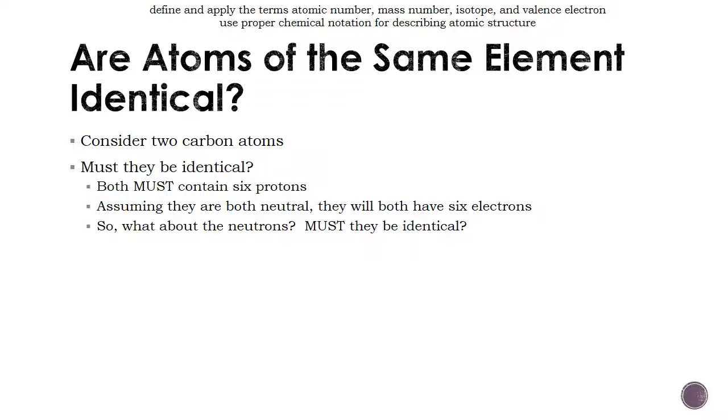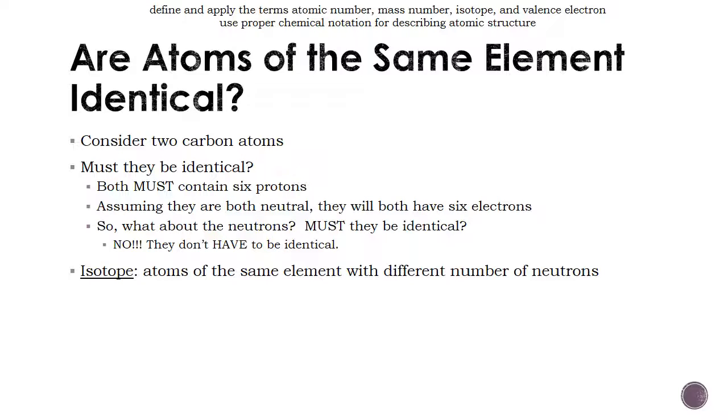But what about the neutrons? Do they have to have the same number of neutrons? The answer to that question is no. They don't have to be identical. They could be. They very much could contain the same number of neutrons. They don't have to be. This brings up the term isotope. Isotopes are atoms of the same element, so like we have here, 2 carbon atoms. The same element, but they have different numbers of neutrons.